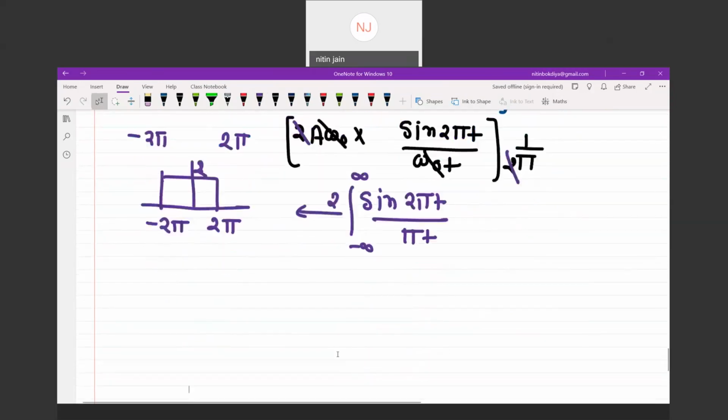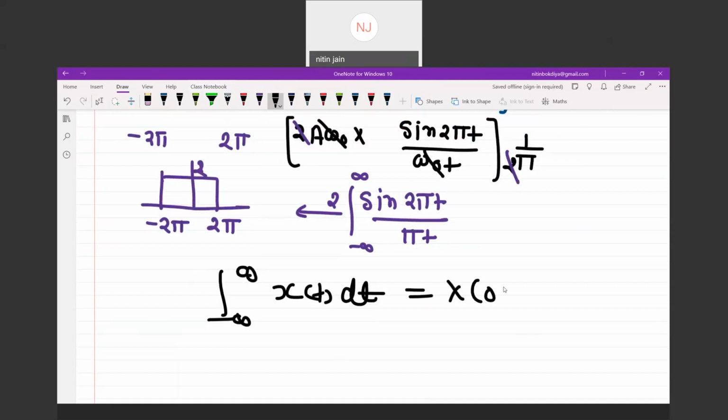And what does this property say? This property says that the integration from minus infinity to infinity of x(t) dt is equivalent to X of 0. So you can say its value is X of 0. So what is X of 0? X of 0 is 2. So what is the answer for this question? The answer for this question is 2.